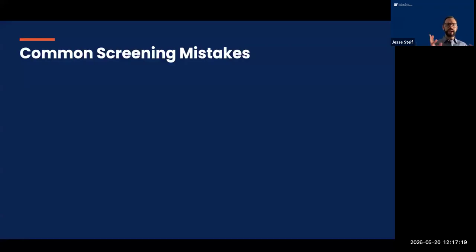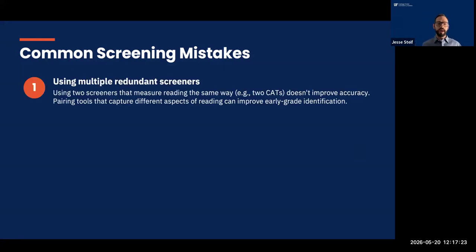So let's talk about some common screening mistakes. The first one is using multiple screeners, and that can cause a couple of issues. I want to be clear here that we're talking about two screeners that measure reading the exact same way, like two computer adaptive tests. That's what the acronym CAT stands for, Computer Adaptive Test.